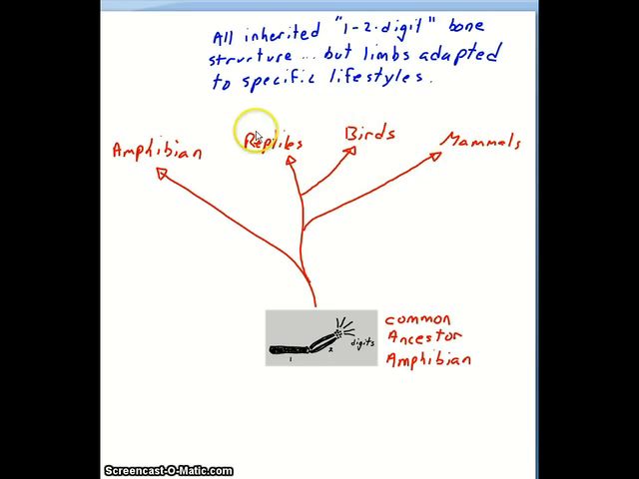But mammals, birds, reptiles, amphibians all have this common bone structure in their limbs. And Darwin will argue that they've inherited this ancestral structure, and then natural selection has modified the limbs according to the environmental demands of the species.